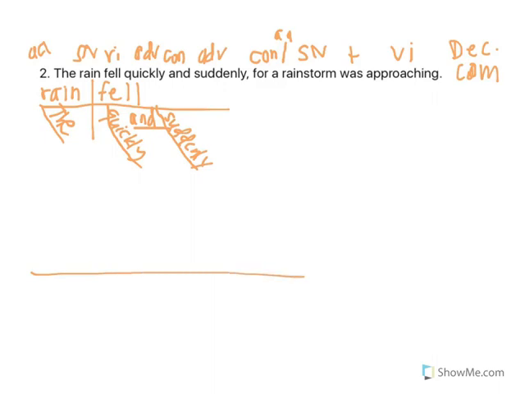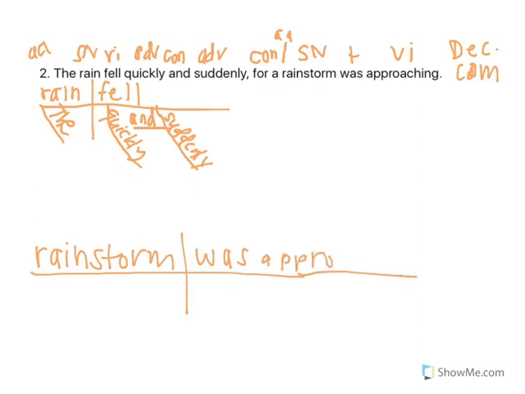So then we have to diagram the second independent clause, and our subject is rainstorm, and our verbs, was approaching. Which rainstorm? A rainstorm. And we have to connect these with our coordinating conjunction for. The rain fell quickly and suddenly, for a rainstorm was approaching.